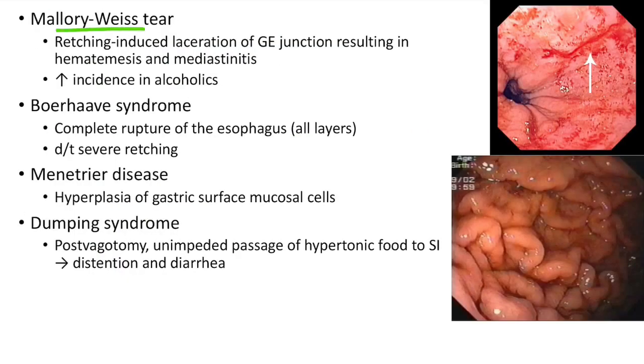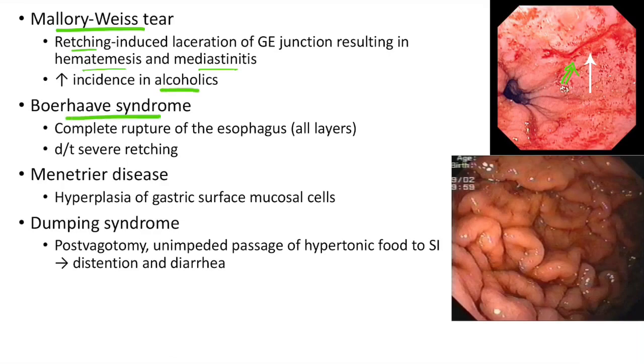Now let us see about Mallory Weiss. It is retching induced laceration of gastroesophageal junction resulting in hematemesis and mediastinitis. This picture shows endoscopy findings in a case of Mallory Weiss. It has high incidence in alcoholics.